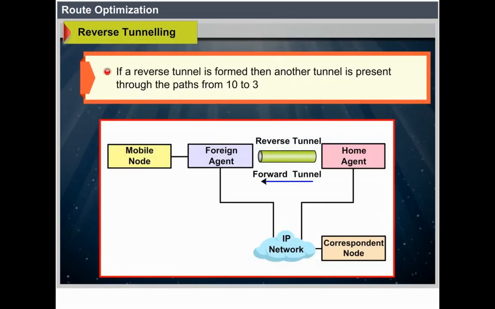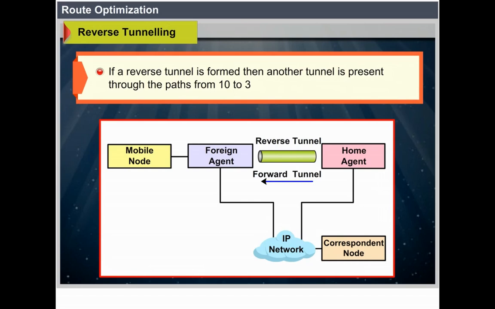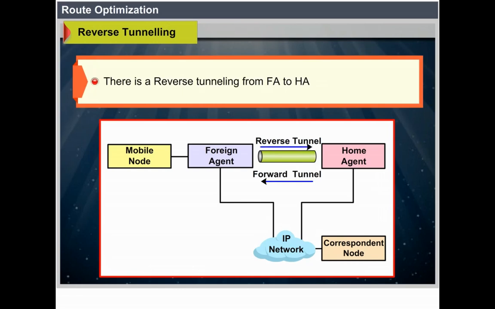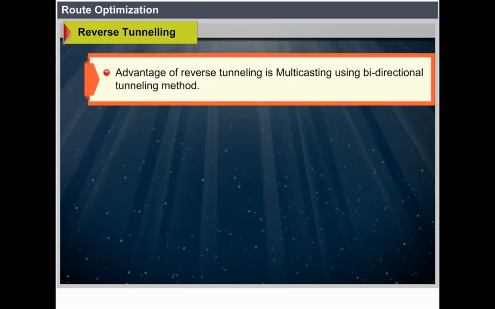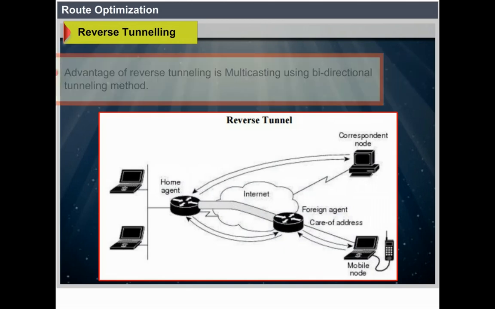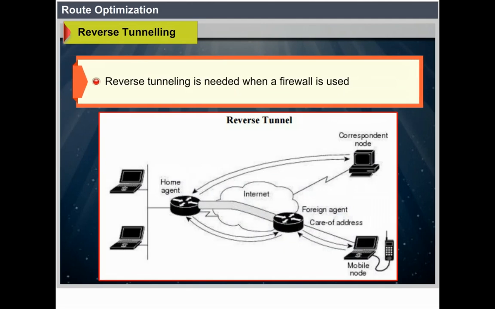Reverse tunneling. If a reverse tunnel is formed, then another tunnel is present through the paths from 10 to 3. Reverse tunneling from FA to HA. An advantage of reverse tunneling is multicasting using the bidirectional tunneling method. Reverse tunneling is required when a firewall is employed.